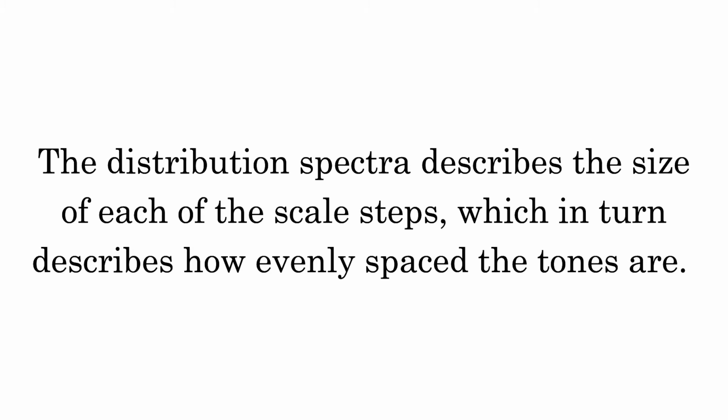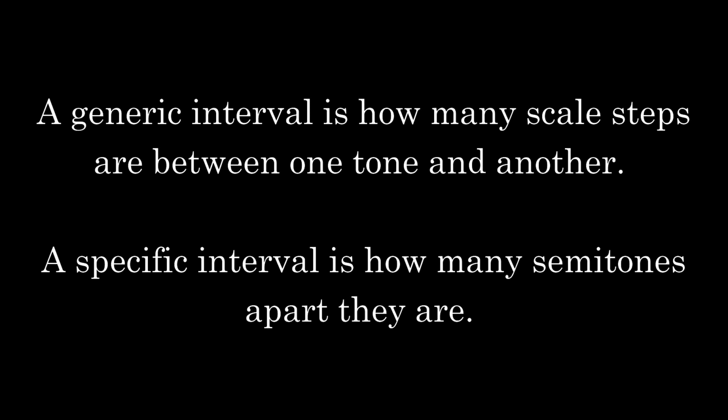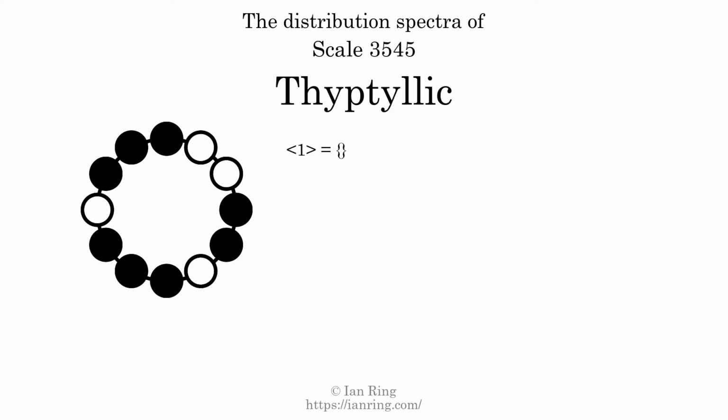spaced the tones are. A generic interval is how many scale steps are between one tone and another. A specific interval is how many semitones apart they are. The generic interval of one scale step comes in 3 different specific interval sizes. 1 semitone, 2 semitones, and 3 semitones. The spectrum width of this generic interval is the highest, 3, minus the lowest, 1, which equals 2.